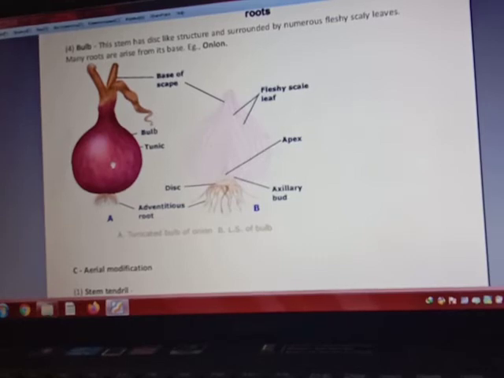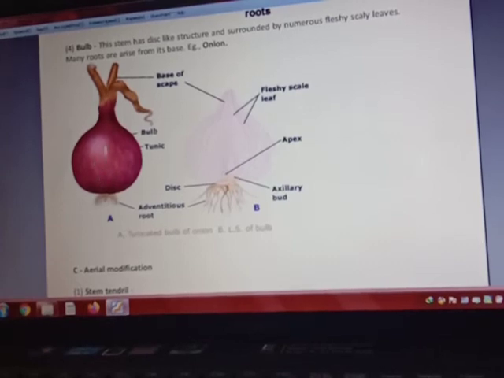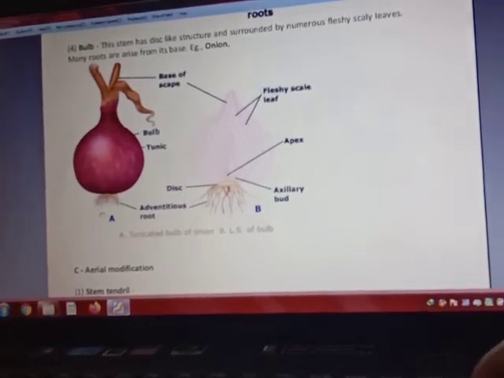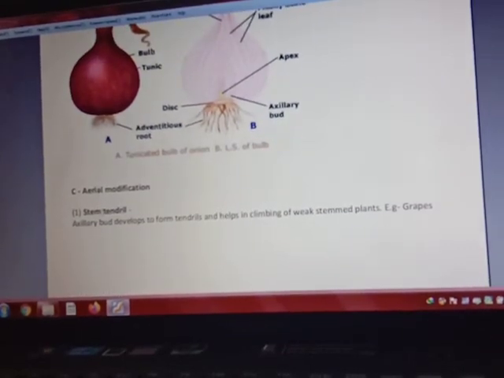All right, and what happens in case of a compound tunicate, all of the rings are present in a leaf-like structure and form the different bulblets. So many bulblets are present, so that's why it is known as a compound tunicate structure. So these were the underground modifications.